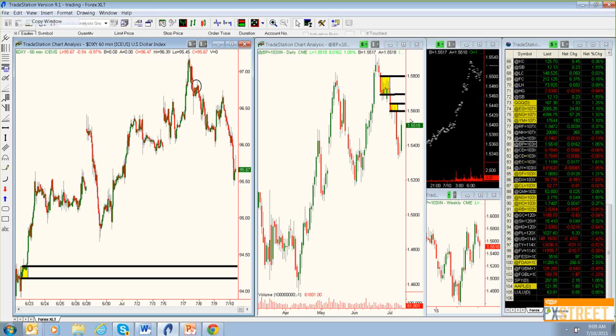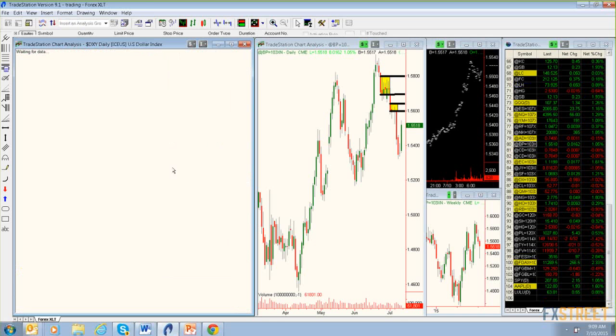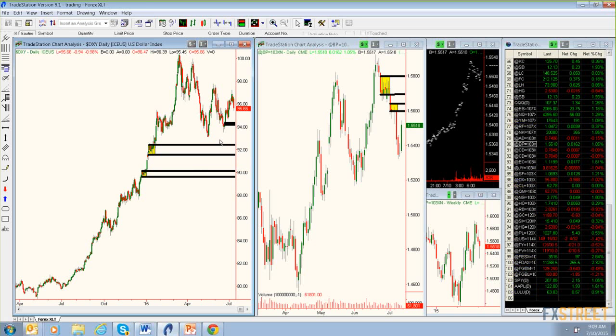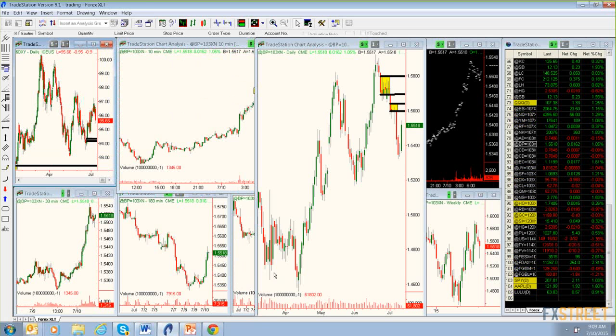All right, so watch for that correlation, okay? Pound into supply, dollar into demand. Because again, if the pound does reach that supply, I highly doubt that the dollar will be down in the 92 range. So keep an eye on that one.